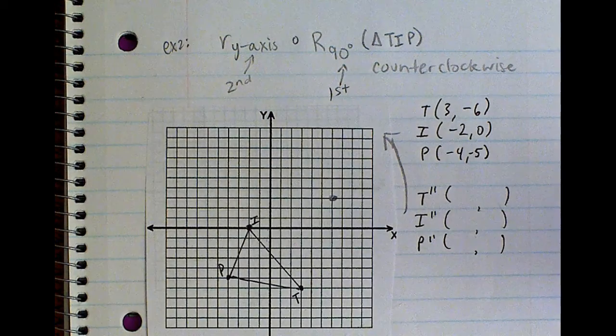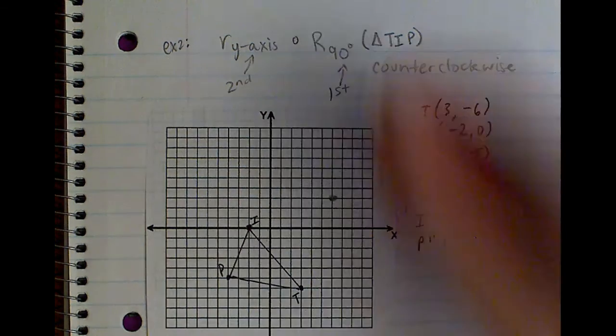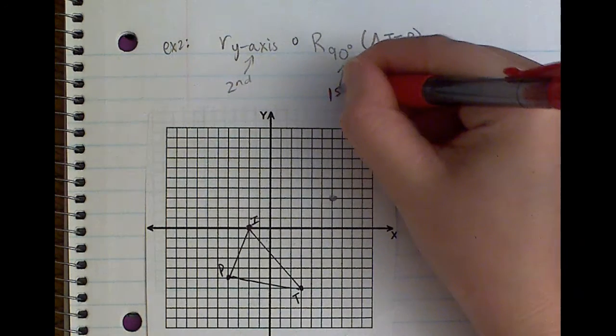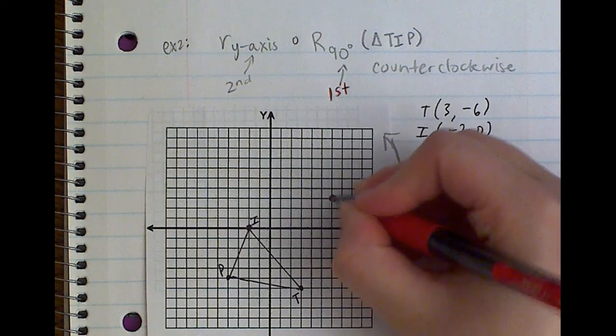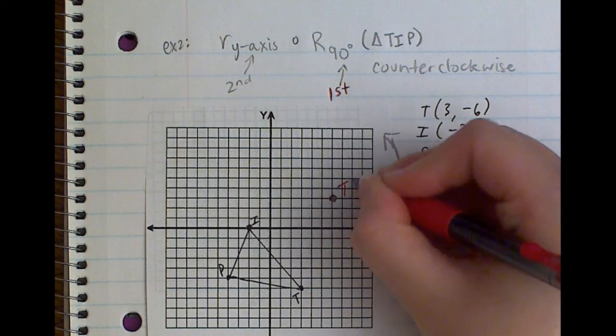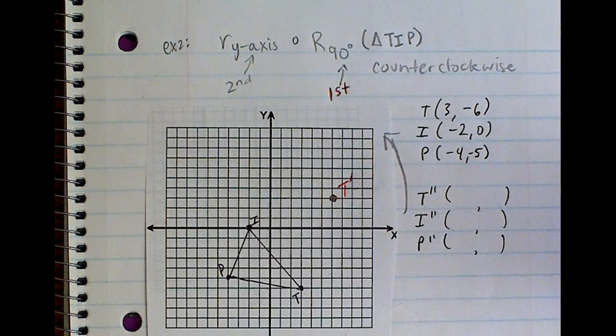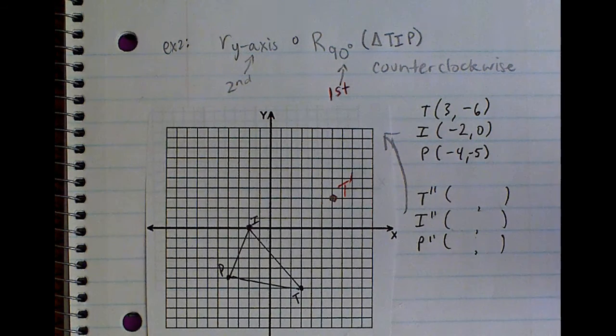Do different colors. Stick to the red. So go ahead and plot your other image points and then hit play when you're ready to keep going.